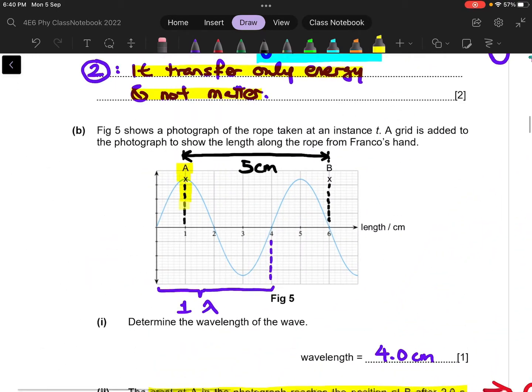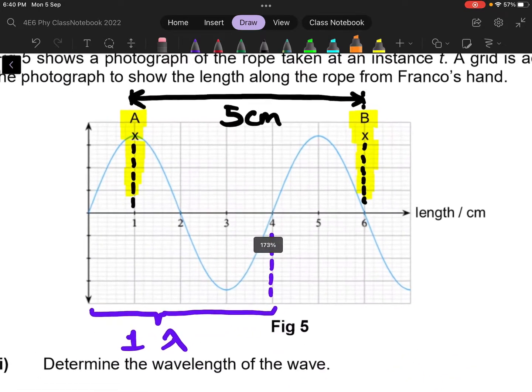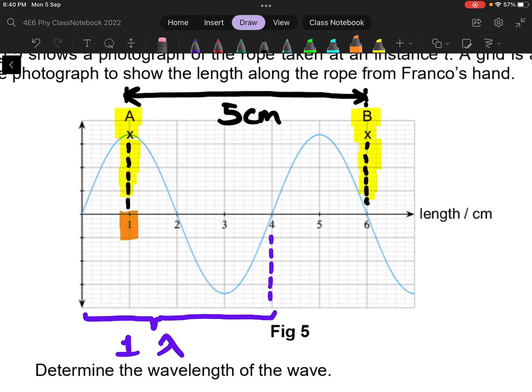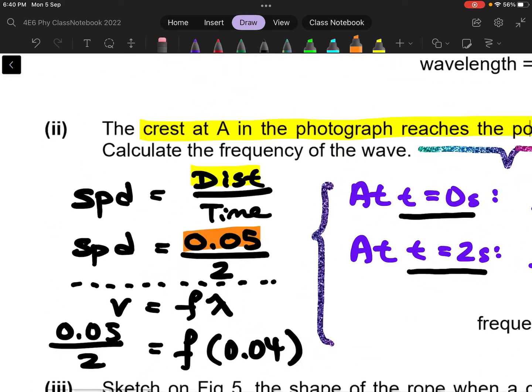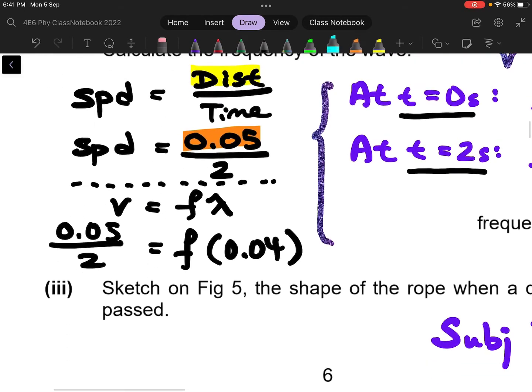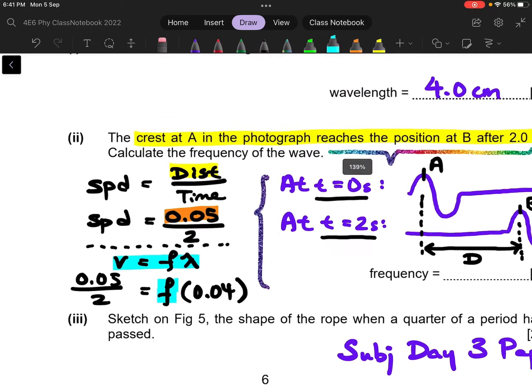Here is A, and here is B, and if you read the scale carefully, you will see that the distance between B and A is actually 5 cm. From this, you can work out the speed of the crest, which is going to be the speed of the wave. And if you substitute into the wave formula over here, you will be able to find out the frequency. This is one way of solving it.